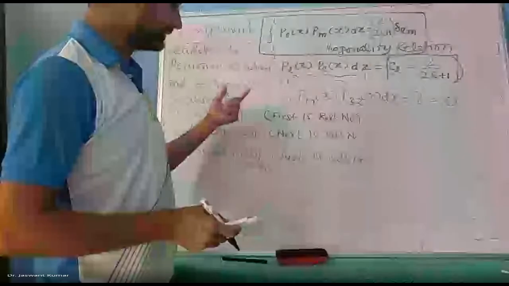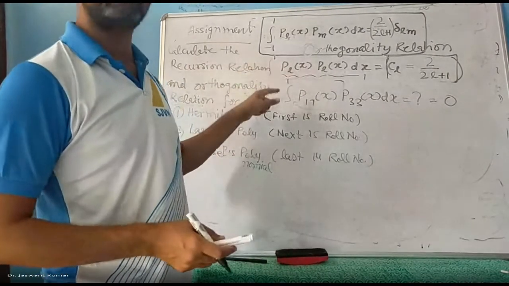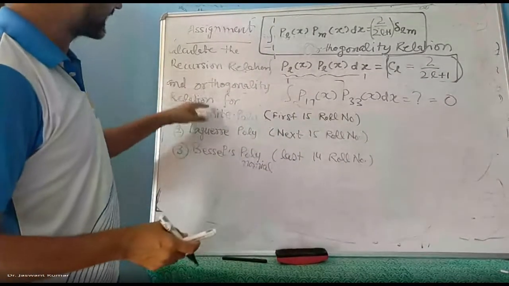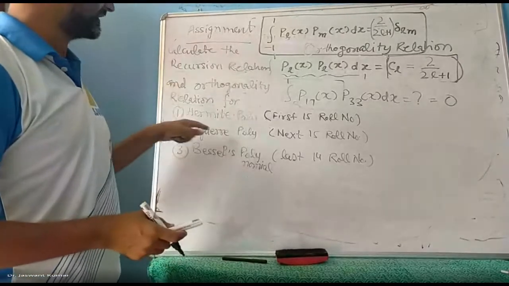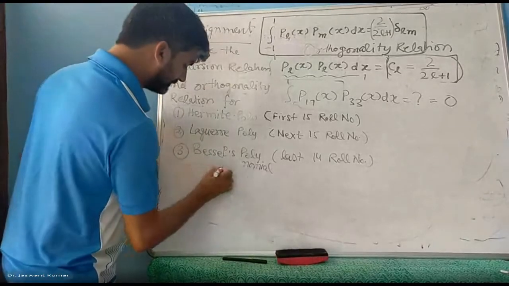All three groups can start by taking the generating function for the individual polynomials. You can start your exercise by taking the form of the generating function for all these polynomials. Starting from the generating function for these polynomials, derive the recursion and orthogonality relation for Hermite, Legendre, and Bessel's polynomial. I hope this work can be done in 10 days.